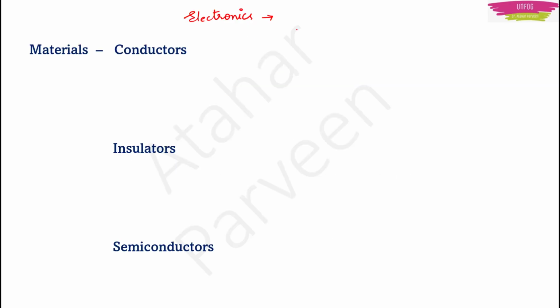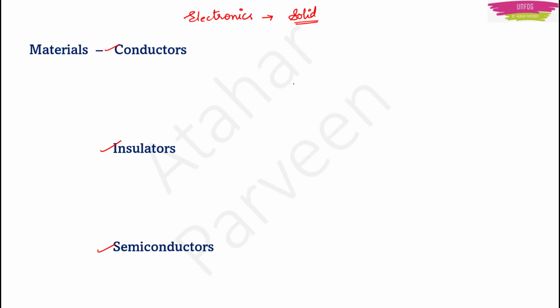Now let us start with this chapter, electronics. Electronics means solids, right? It deals with solid materials. So what is a solid material? It could be a conductor, an insulator, or a semiconductor. So solids are classified into three types: conductors, insulators, and semiconductors.